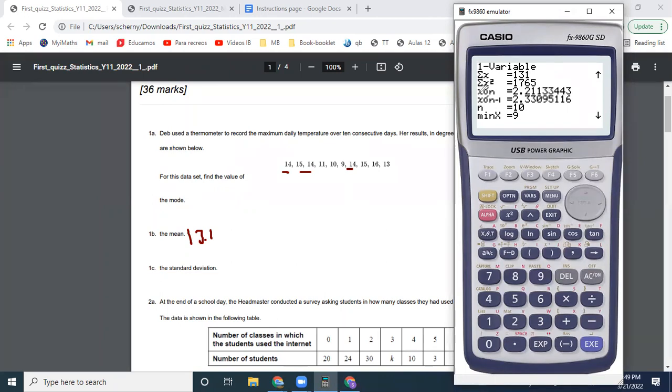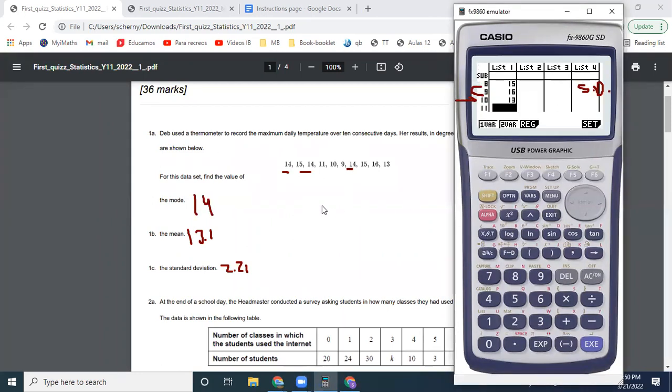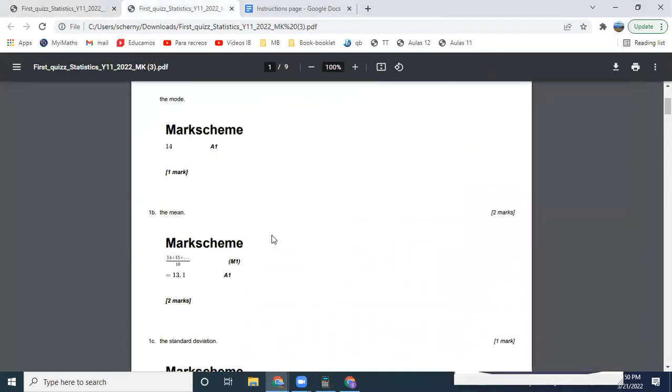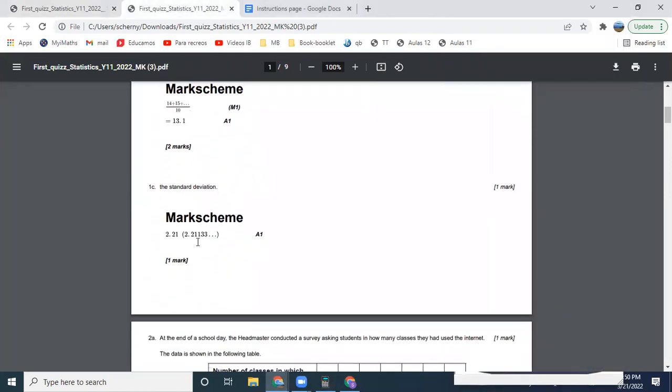You must remember that the standard deviation is shown in the calculator like this. It's a kind of weird o, which is the Greek letter sigma. This is the standard deviation. The one with n-1 instead of n is another thing that we will never use. So the number we are interested in will always be this one. The answer is 2.21, because we must round to 3 significant figures, and the mode is 14. Great, that's exercise number 1. I will clear this, and if we check the mark scheme, we have 14, 13.1, and 2.21. Great.